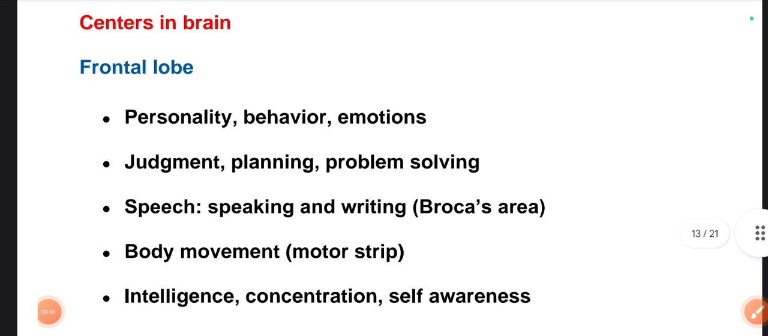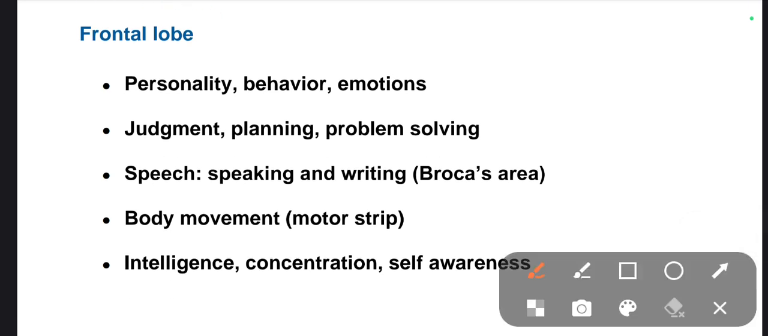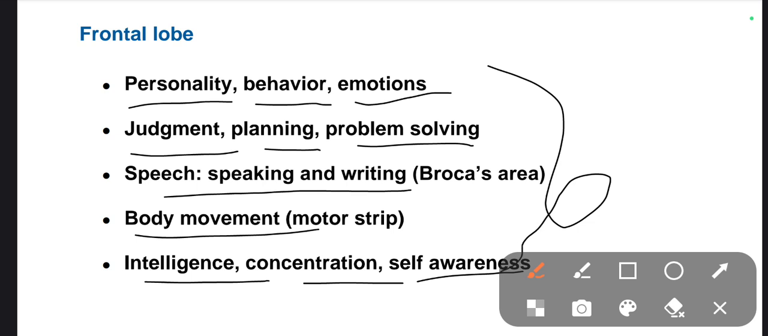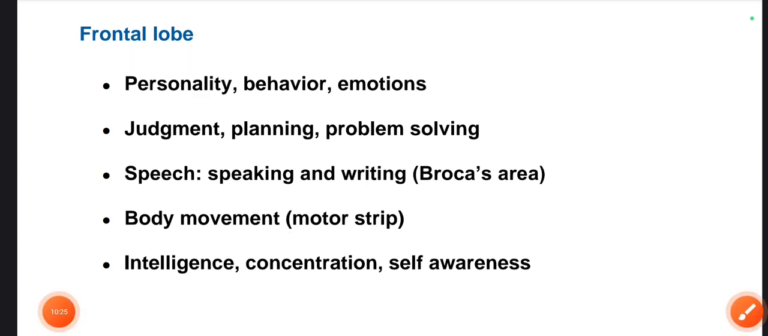The next point is centers in the brain. We will see what the centers are and what their functions are. The first one is the frontal lobe. The frontal lobe is responsible for the personality of the person, behavior and emotions, judgment, planning, problem solving, speaking and writing, body movements, intelligence, concentration, and self awareness. So these functions are managed by the frontal lobe. It is the front side of the brain.